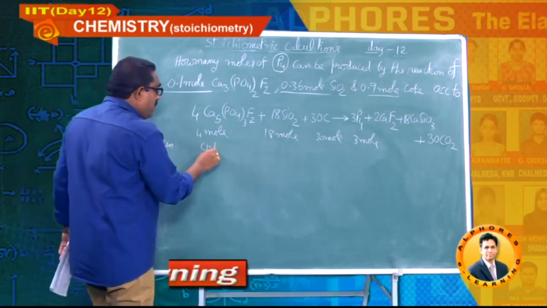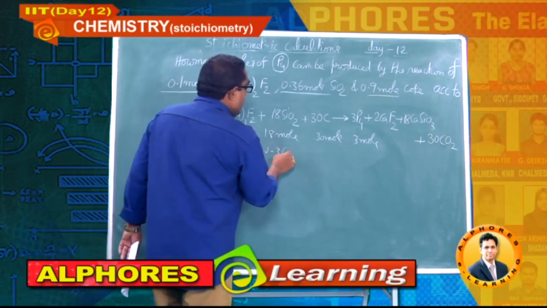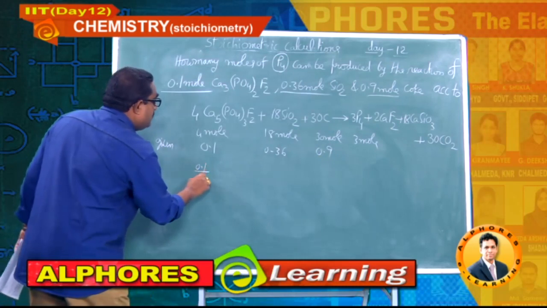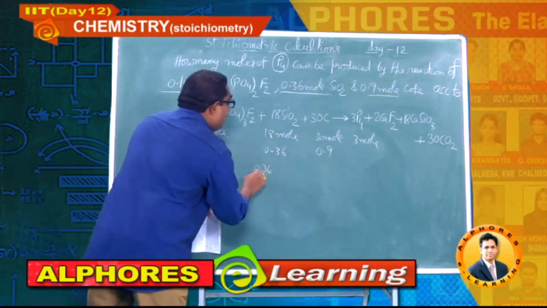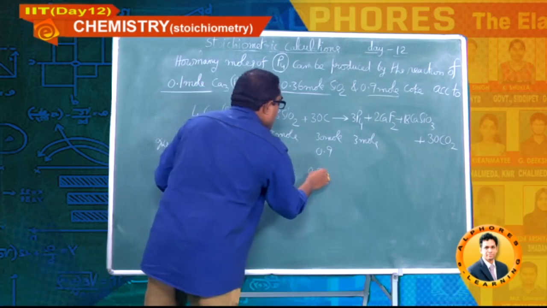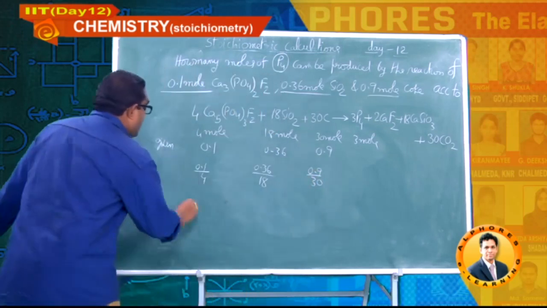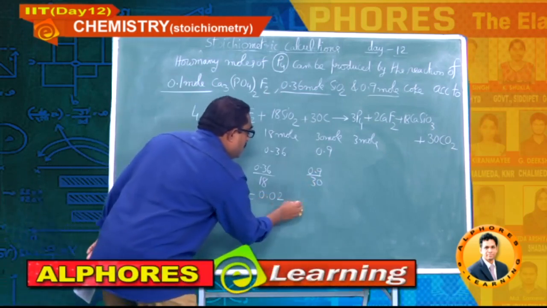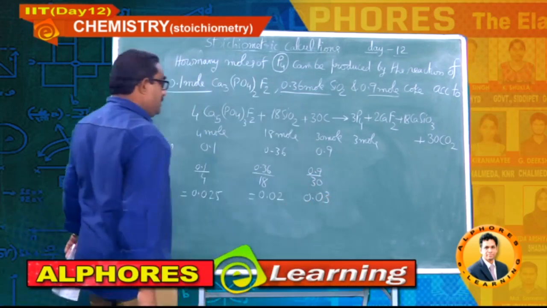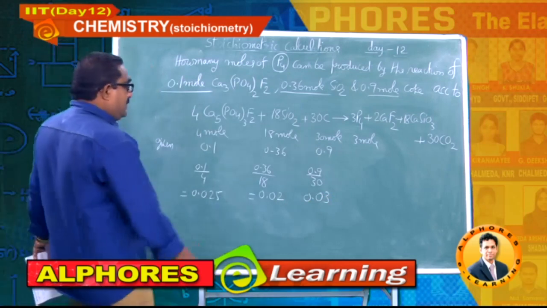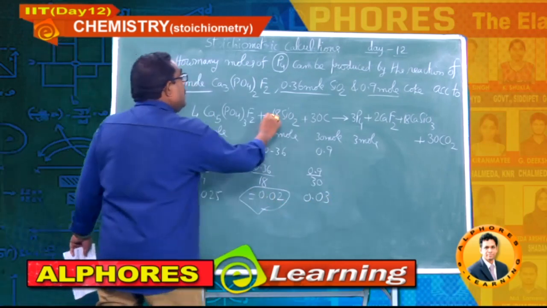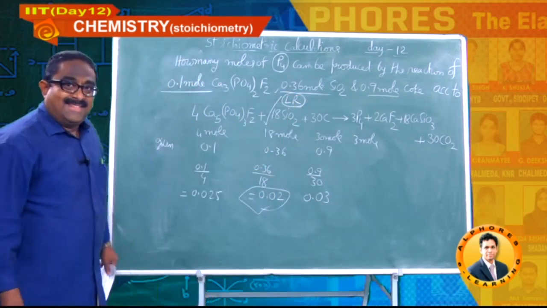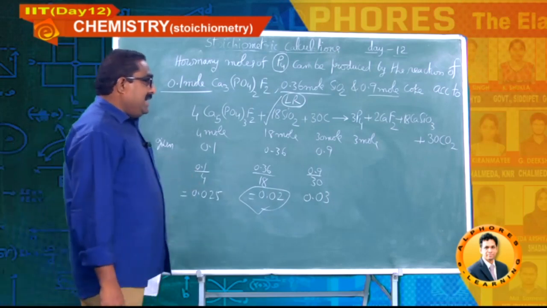Let me write the given moles: 0.1, 0.36 and 0.9. Let me divide with respect to the stoichiometric coefficients: 0.1 by 4, 0.36 by 18, and 0.9 by 30. Write down, students. This is 0.025, this is 0.02 and this is 0.03. Which is least? This one is least. So this is the limiting reagent. Yes. Now I got the limiting reagent.